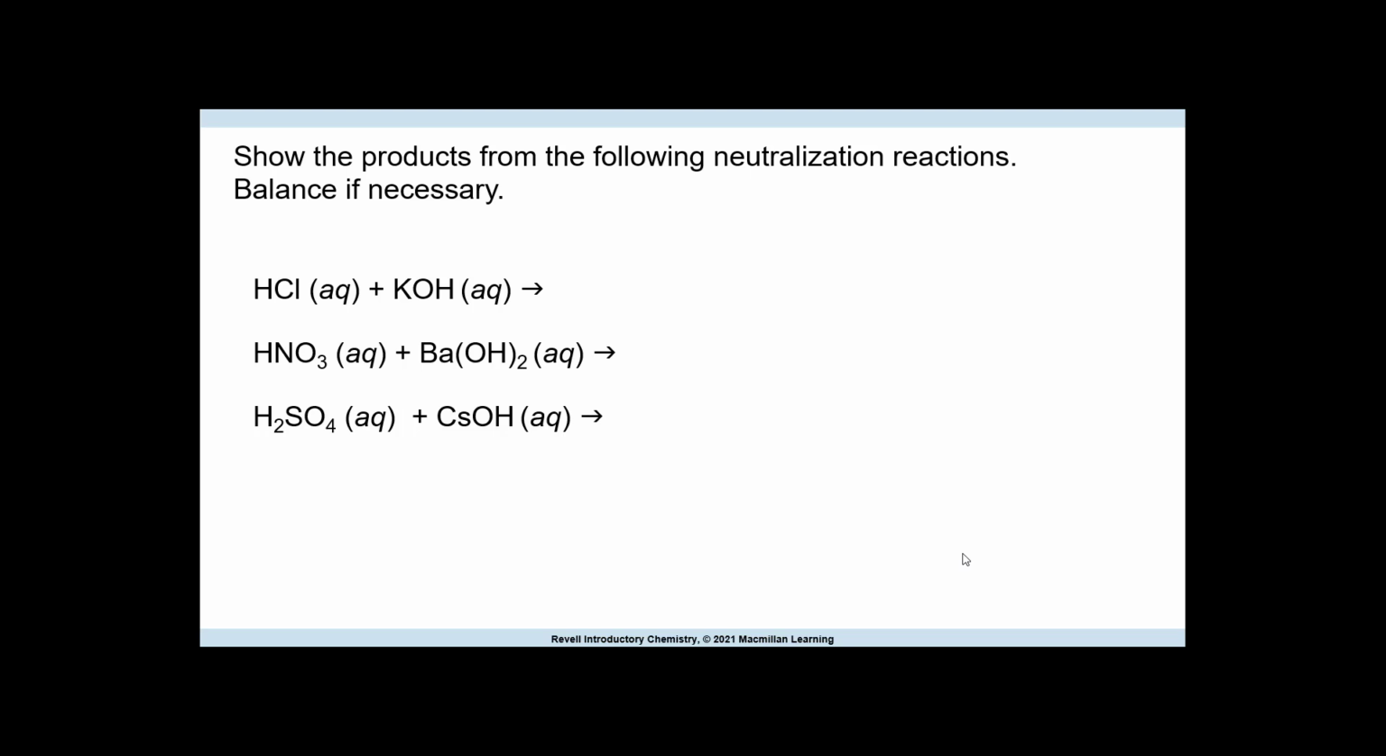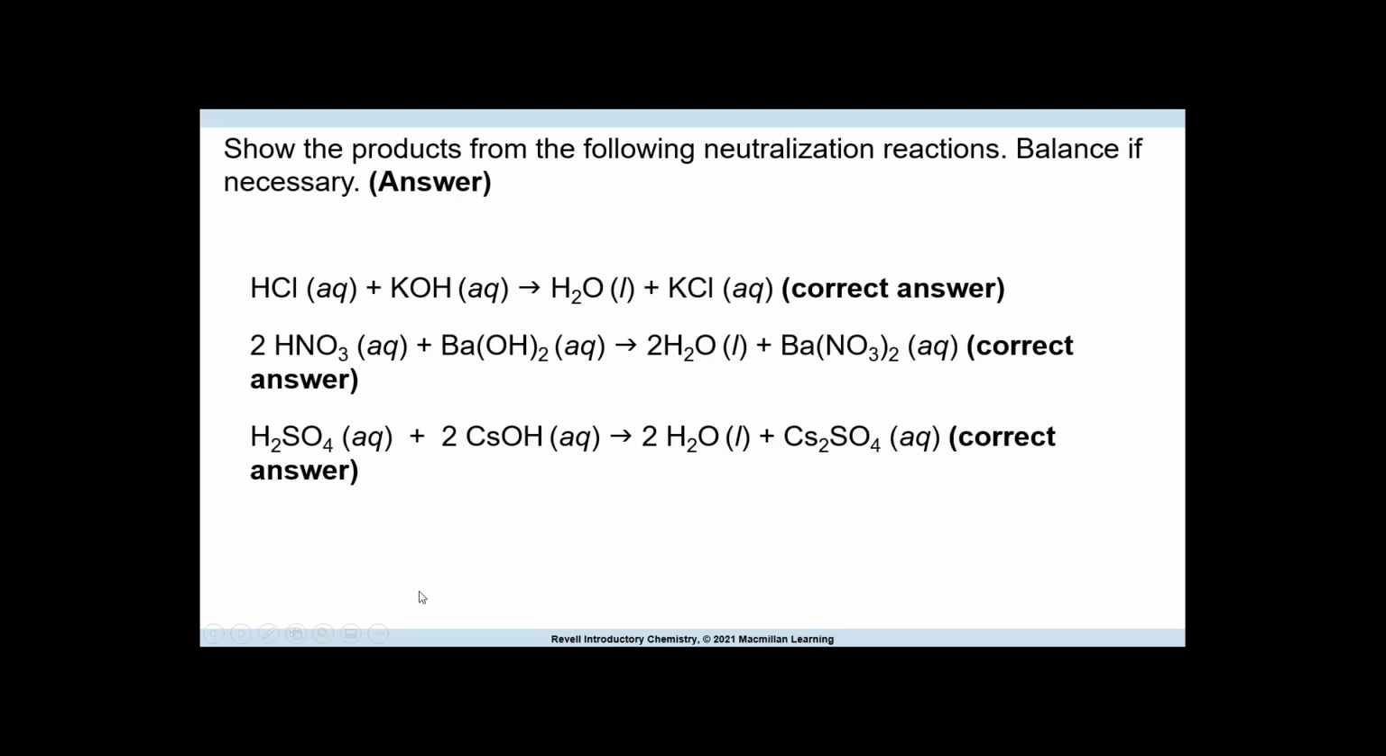Okay, show the products from the following neutralization reactions, balance if necessary. So these are ones I'm giving you to help you work on. As you can see, here's another one we haven't covered, cesium hydroxide. And you just follow the same steps. Look it up, see where it is on the periodic table. It should be a metal. And that will allow you to go on and figure out what it is.